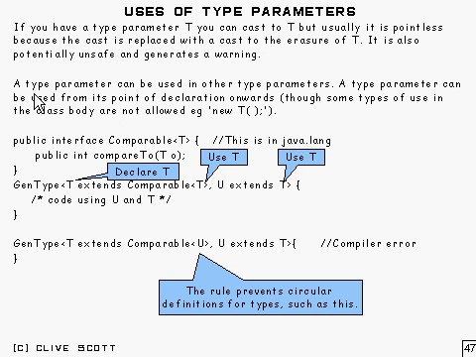Next, you can use type parameters in other type parameters, and they can in fact be used from the point of declaration onwards. Although of course some types of use within the class body are not allowed: doing new on the type parameter or using it in a static context. I've mentioned all this before, so you already know about that. Right, let's take a look.